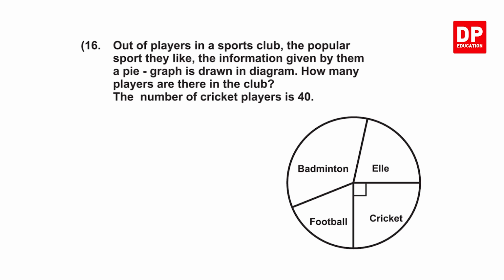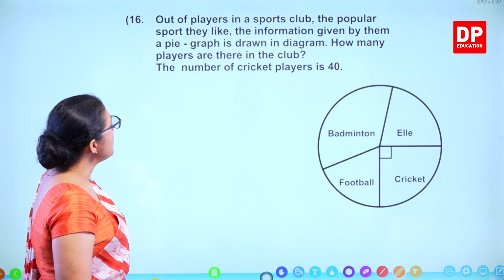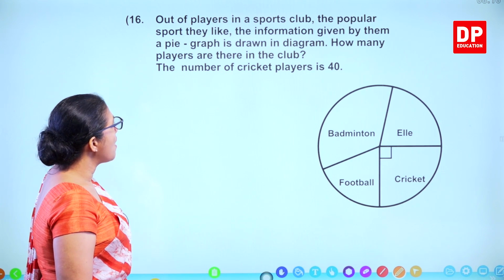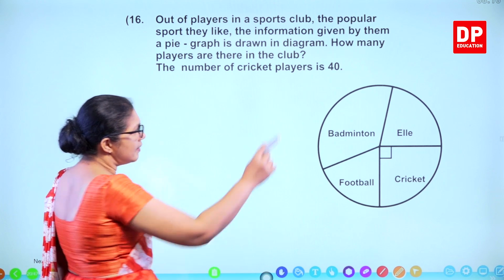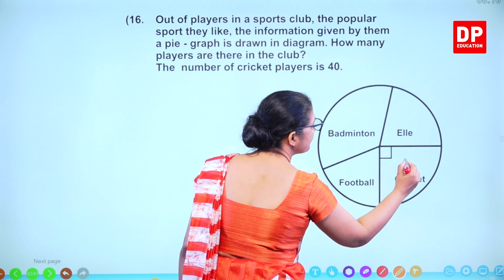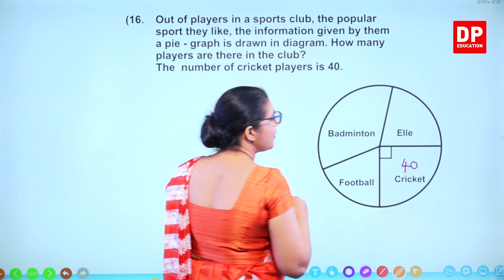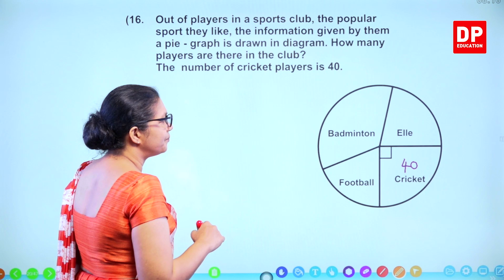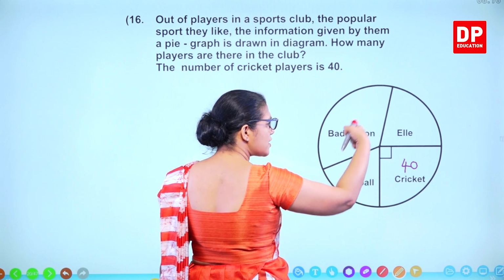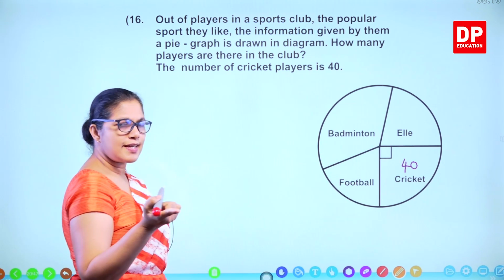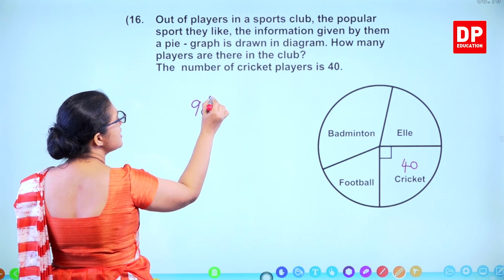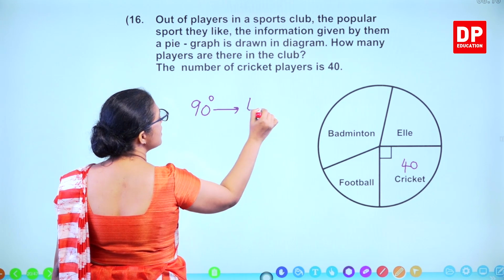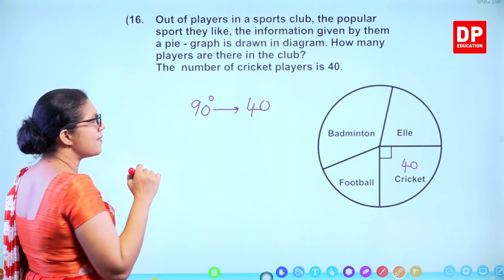Question number 16. Out of players in a sports club, the popular sport they like, the information given by them, a pie graph is drawn in the diagram. How many players are there in the club? The number of cricket players, this is 40. The number is 40. It says 90 degrees. What's the full circle? 360. 90 degrees means 40 cricket players are there.